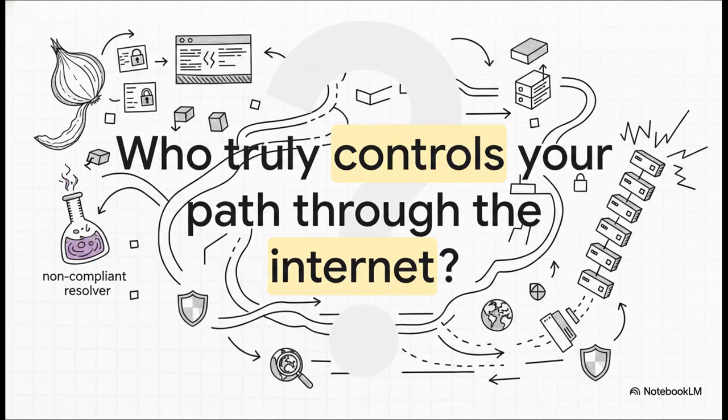We've peeled back the layers today, from simple address books all the way to UDP truncation and cryptography. But knowing just how easily a single poisoned cache or a rogue, non-compliant resolver can alter your entire destination, I want to leave you with this provocative question to ponder. Who truly controls your path through the internet?